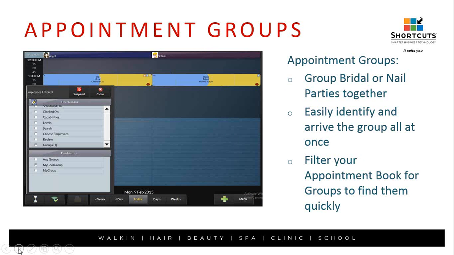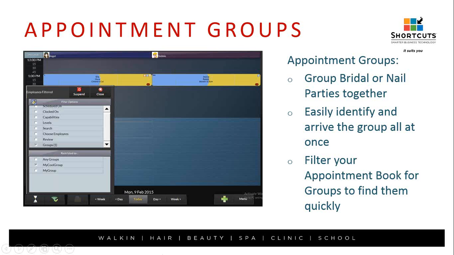So the next thing that we have is appointment groups. For anybody that has groups of people coming into their salon and wants to be able to identify who's in a particular group, we have this functionality available within Shortcuts. So the idea is that you can group bridal parties, hen parties, anything like that. We can group them all together, easily identify, if we've got multiple groups, who's in which group, and we can also filter the appointment book for groups so that we can find them quickly.